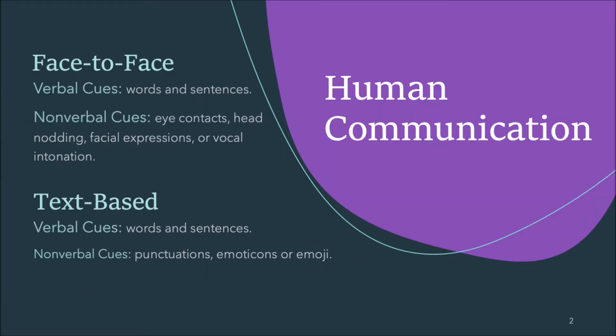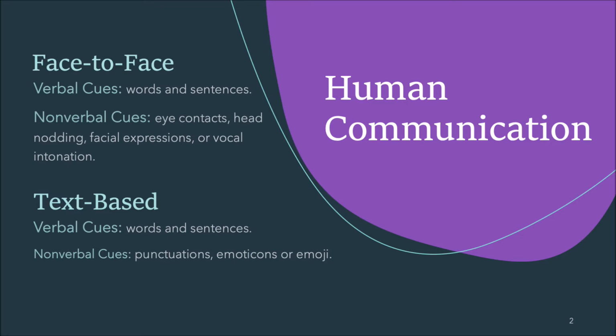Natural human communication involves both verbal and nonverbal channels. While the verbal cues are the words and sentences, the nonverbal cues are often the meta messages that instruct receivers on how to interpret verbal messages. In face to face communication, the nonverbal cues can be either by the use of the body, like eye contact, head nodding, and facial expressions, or by the use of the voice, like tone, stress, pause, rhythm, and vocal intonation.